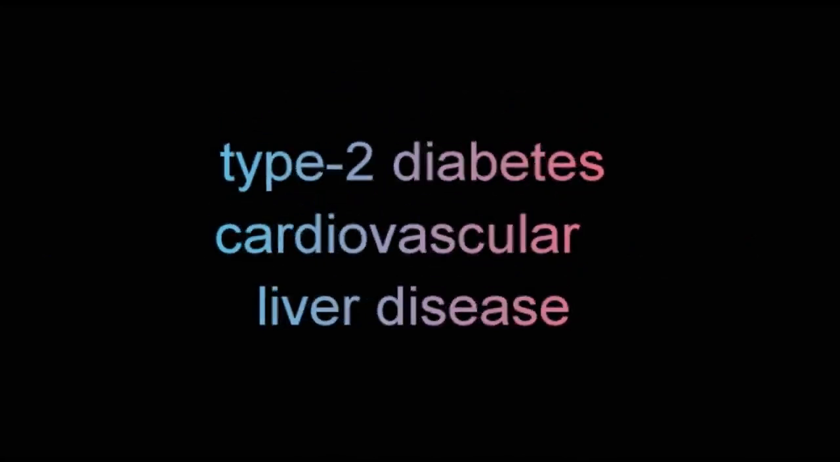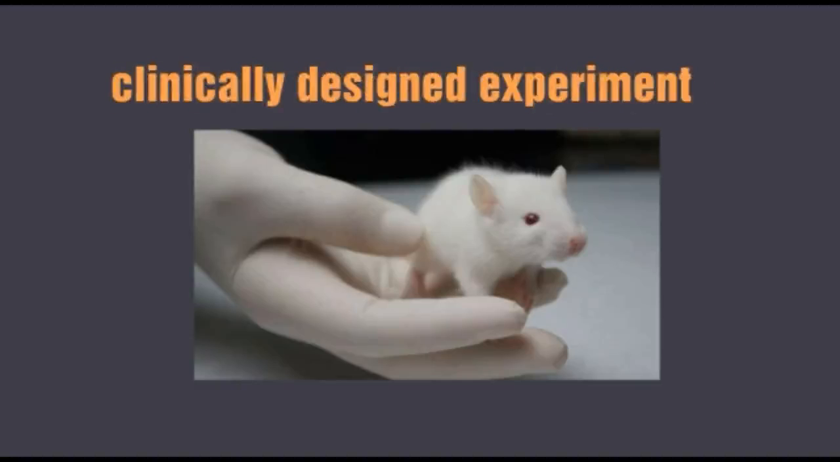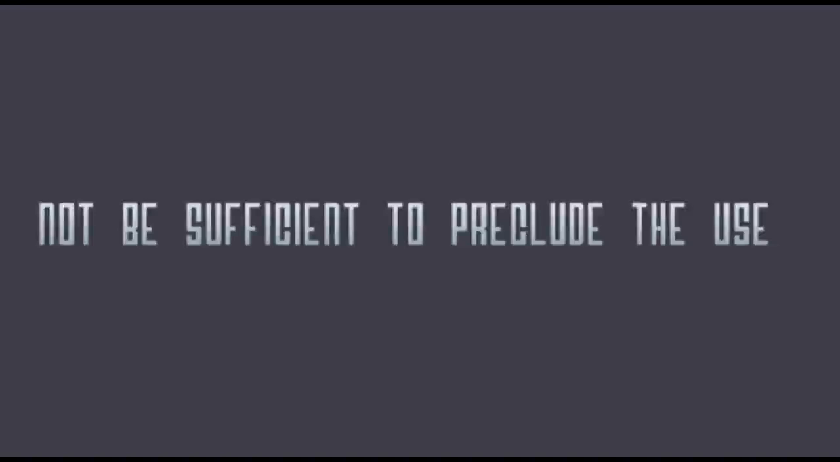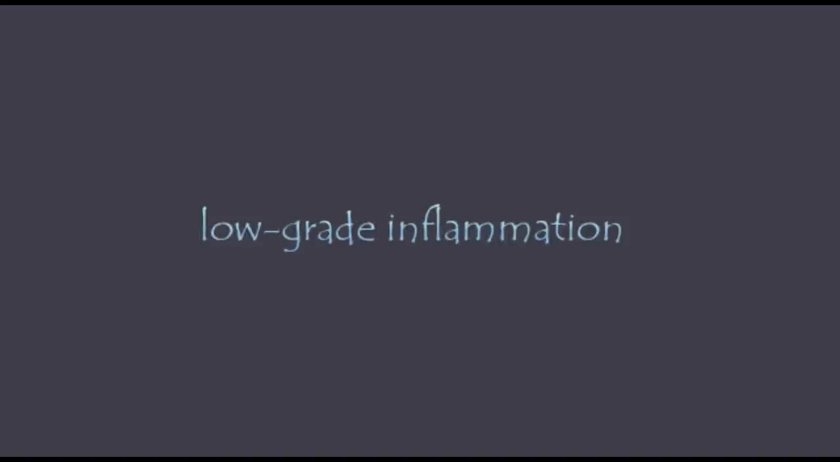Studies have proven that emulsifier might affect the gut microbiota to promote inflammatory disease. Clinically designed experiments using mice have been conducted to test this possibility. Results of current studies suggest that existing means of testing and approving food additives may not be sufficient to preclude the use of chemicals that promote disease driven by low-grade inflammation, which will cause disease primarily in susceptible hosts.